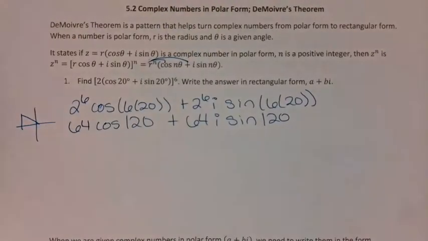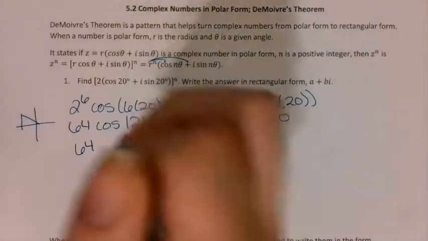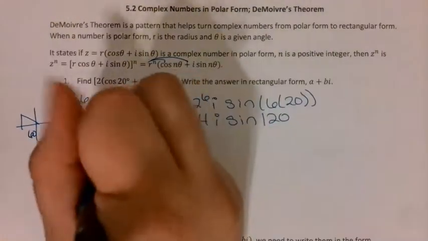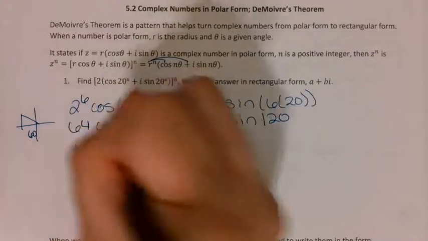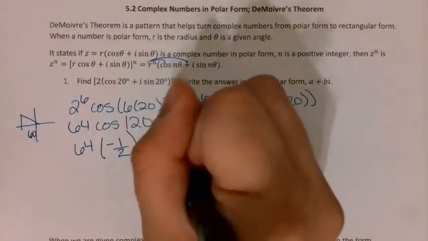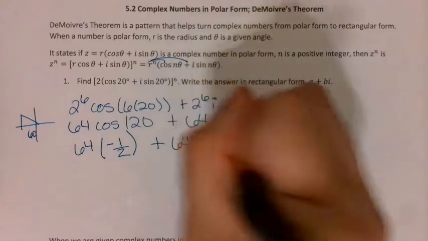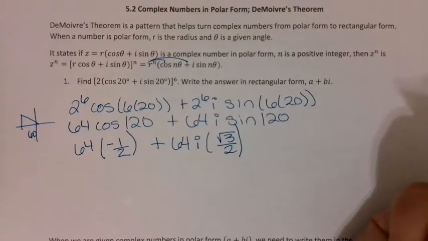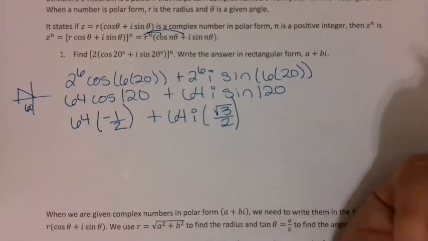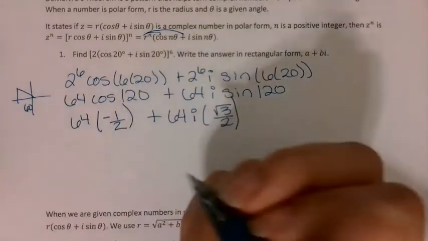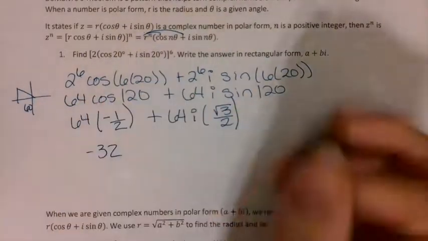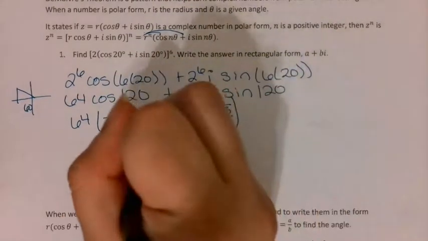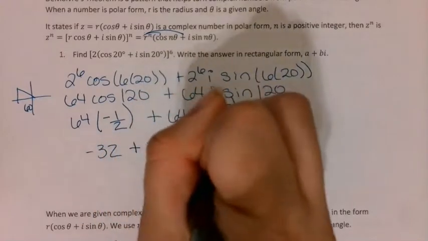120 is in the second quadrant. Cosine will be negative. Its reference angle is 60. So cosine is negative 1/2. For sine, it'll be positive, and its reference angle is also 60, so it's square root of 3 over 2. Then I just need to simplify these two, and I've turned it back into rectangular form. So 64 times negative 1/2 is negative 32. 64i times square root of 3 over 2, I just divide 64 by 2, which gives me 32. I write the i, square root of 3.